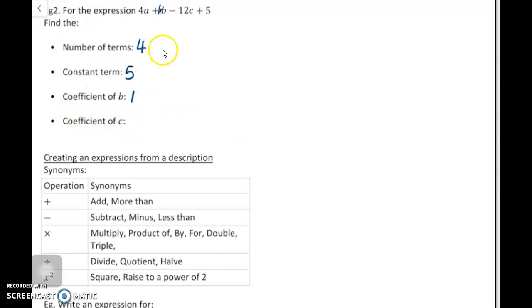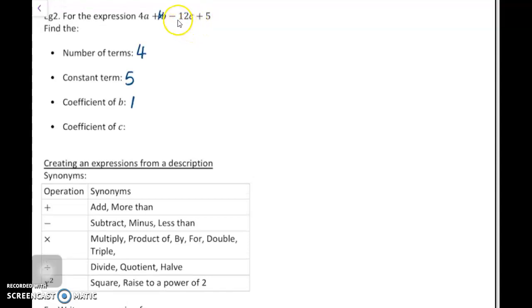Now, the coefficient of c. In this case, 12 is attached to c, but you need to also remember the sign in front of a number belongs to that number. So we have a negative in front of 12, and so this is a negative 12. So the number in front of c is negative 12.